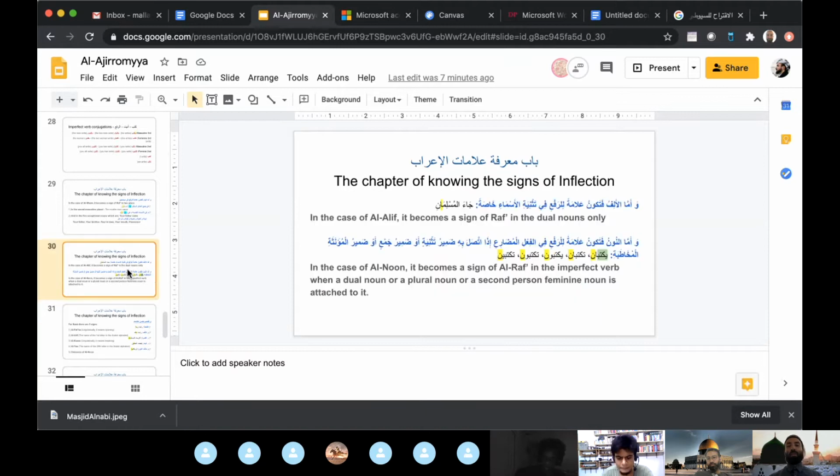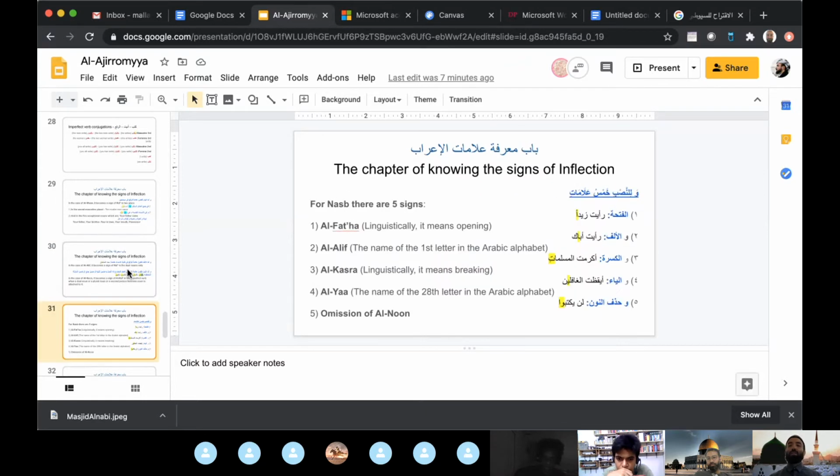Okay, so we are done with the signs of rafa. Now we will talk about the signs of nasab. How many inflections? We said that there are 4 inflections. Can someone name all 4 for me? Rafa, nasab, jazam, and khafad.